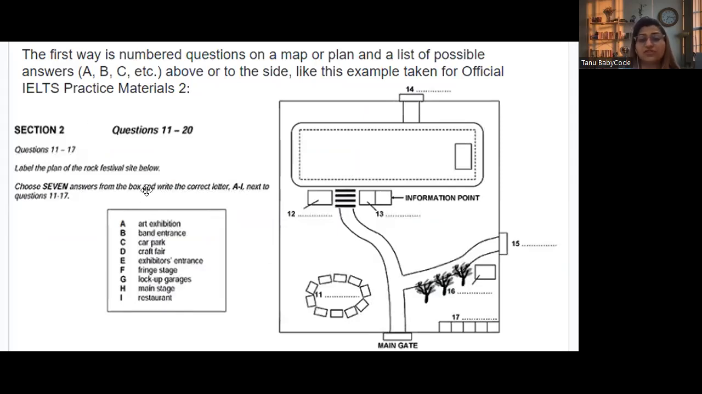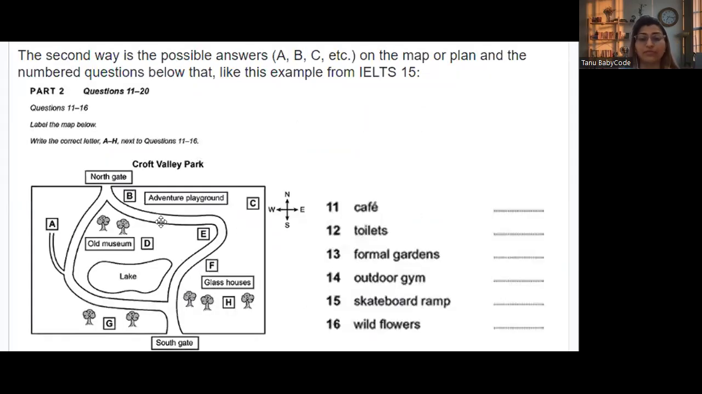See the first way, numbered questions are on a map, right? See here 11, 12, 13, 14, 15, 16, and 17. And possible answers are in alphabetical order, A to I, right? Letters are there. This is the first way. The second way to get a plan or map labeling is that the letters are on the map and the numbers are in the question form. So these are the two ways to get a map or plan labeling question.